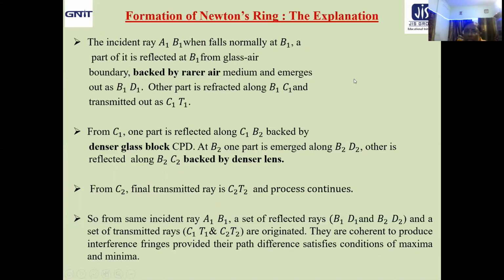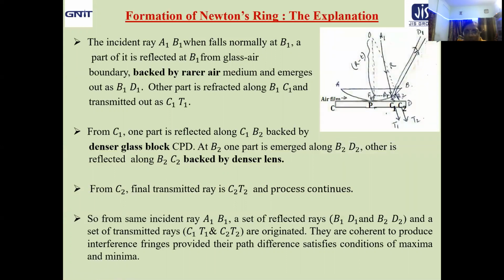Now, let us come to the explanation of the formation of Newton's ring. For that part, we have considered this diagram, and here we have the glass plate as well as the air film, the glass plate as well as the plano-convex lens with the convex surface facing the plate. That's why the air film is trapped here.